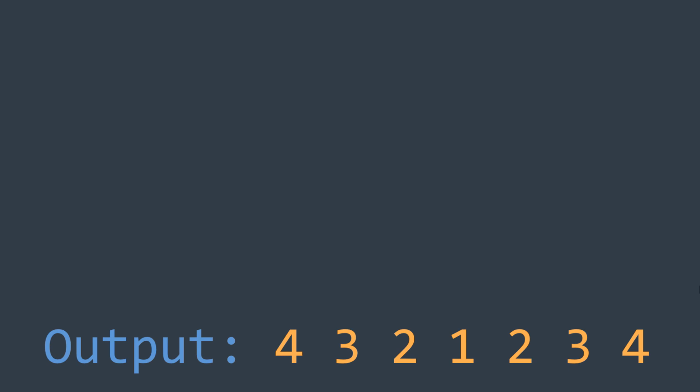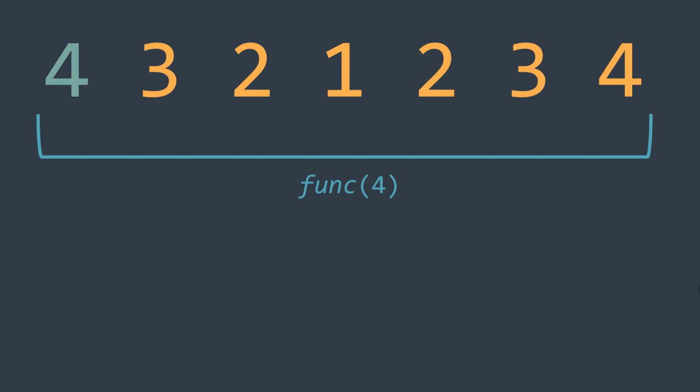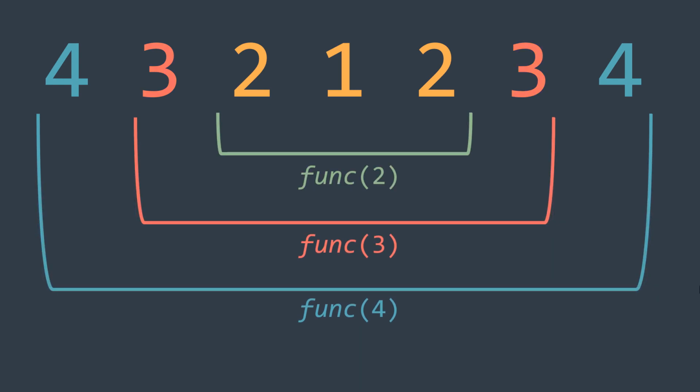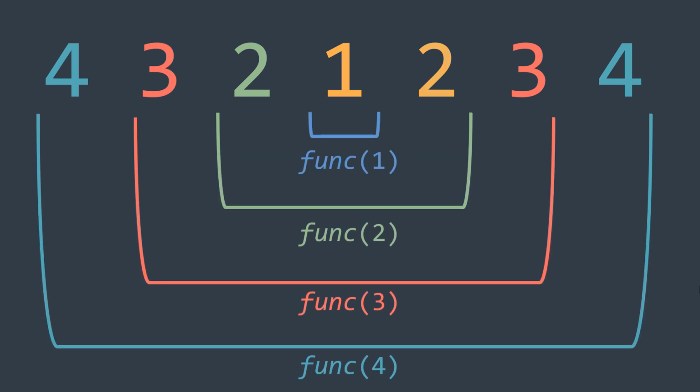And we can easily visualize the recursion in the output. The output represents func4, we have 4, then what got printed in func3, then 4. And for func3, we have 3, then what got printed in func2, then 3 again. And for func2, we have 2, then what got printed in func1, then 2. And func1 is the base case, we only have 1 printed.